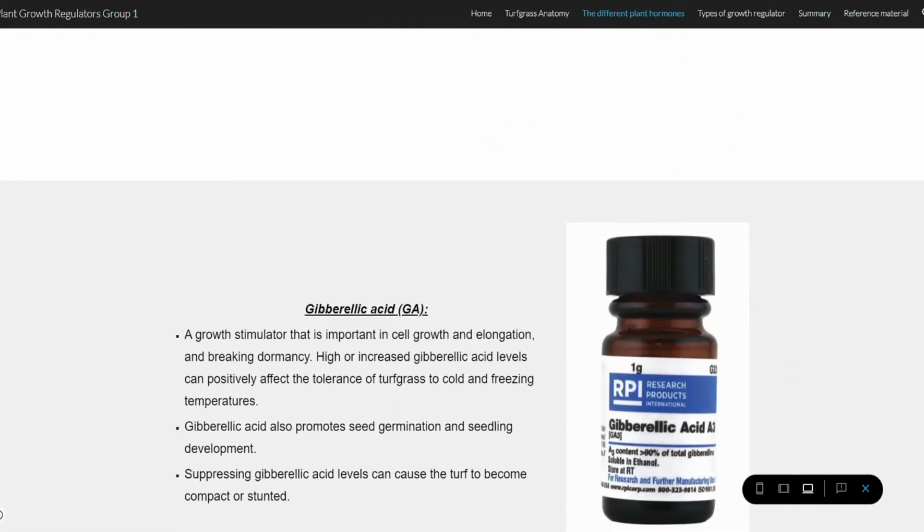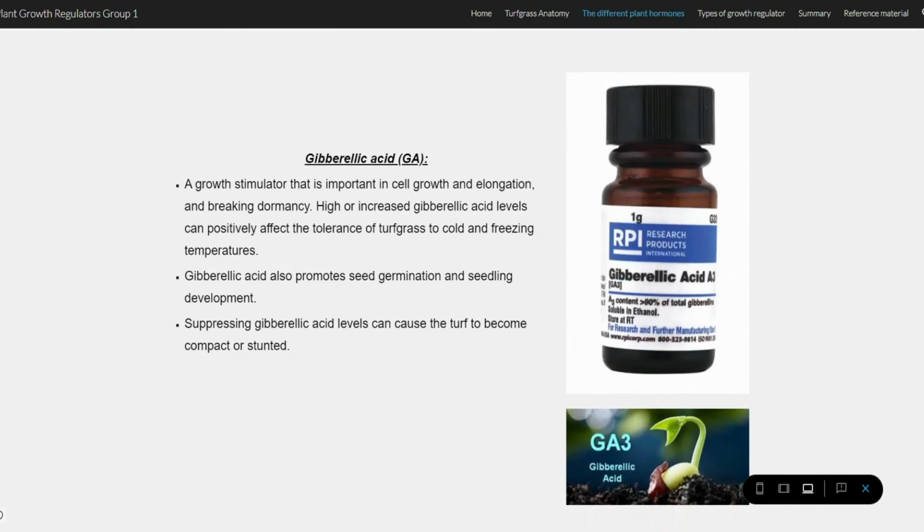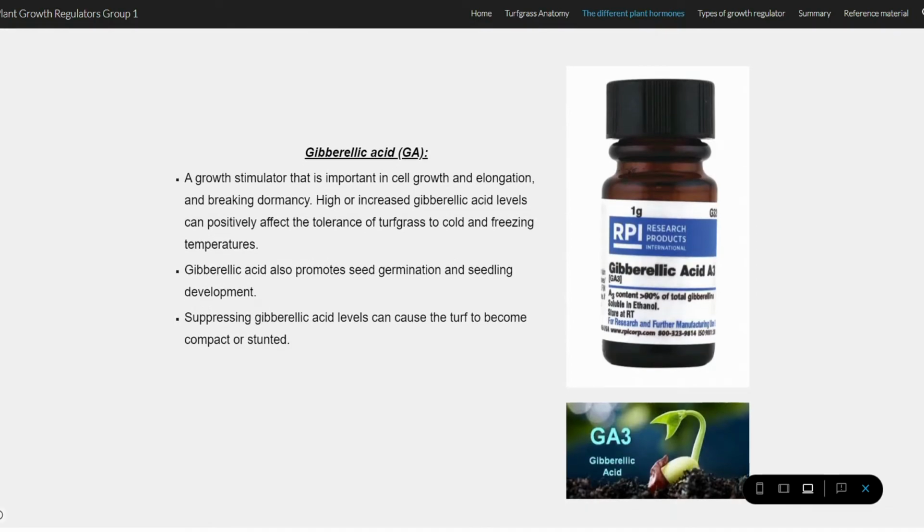Gibberellic acid, or GA. This is a growth stimulator that is important in cell growth and elongation, as well as breaking dormancy. Gibberellins work in tandem with cytokinin and auxin. A suppression of GA results in stunting or restricting growth. Golf courses can use this to their advantage on golf greens, for example, because less mowing equals less stress, as well as lowering the amount of nutrients pulled from the soil during periods of heavy growth.